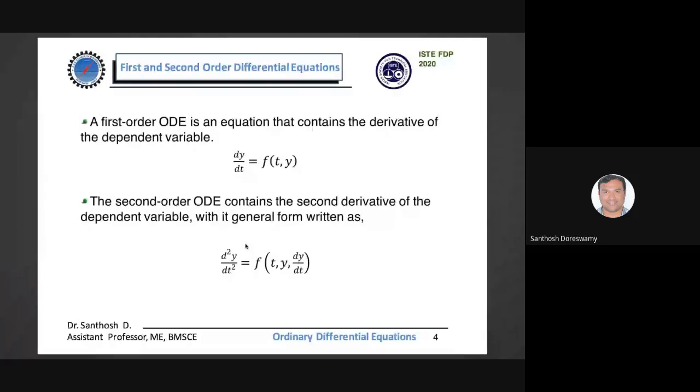Okay, so in this session, we will try to restrict ourselves to solving only the first order ordinary differential equation and the second order ordinary differential equation, because most mechanical engineering problems, which are solved to yield a solution using some of the differential equation methods or solution techniques, fall in the class of first order or second order differential equations.